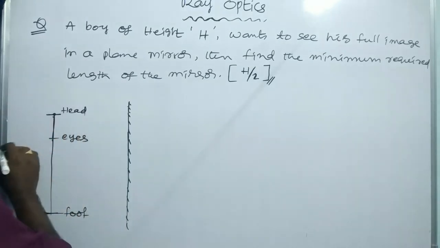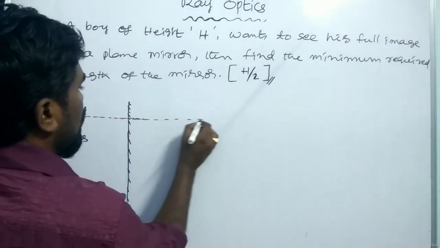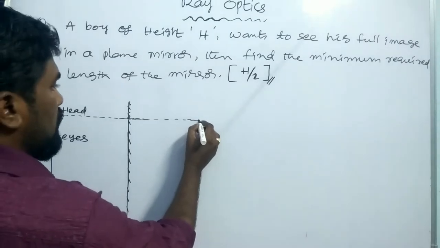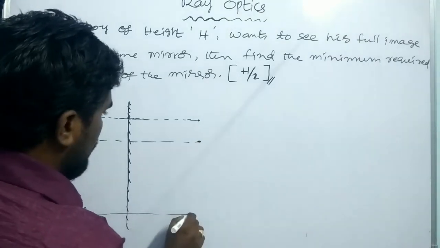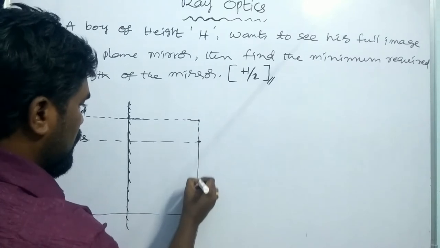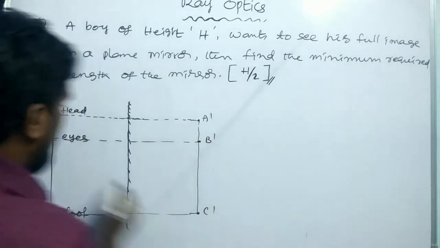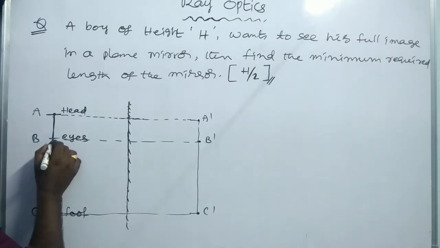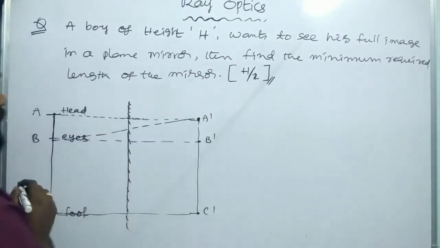If it is a point object, then we can draw the perpendicular from the virtual image onto the mirror. So here there is an image point, here there is an image point, and here there is an image point. Now this is the image, that is A dash, B dash, C dash. Here this is A and B and C. Let's assume. Right. So the eyes of the boy should see the image. So here this is the image seen by the person.